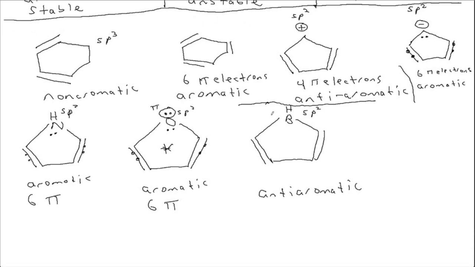So how many pi electrons are there in this molecule? 4. That's why you're right. It is anti-aromatic because the only pi electrons are in the bonds. How many pi electrons is the boron contributing? None. Okay, so you worked that out correctly. The key is that for the test, we need to have memorized that the boron has no lone pairs. Good.